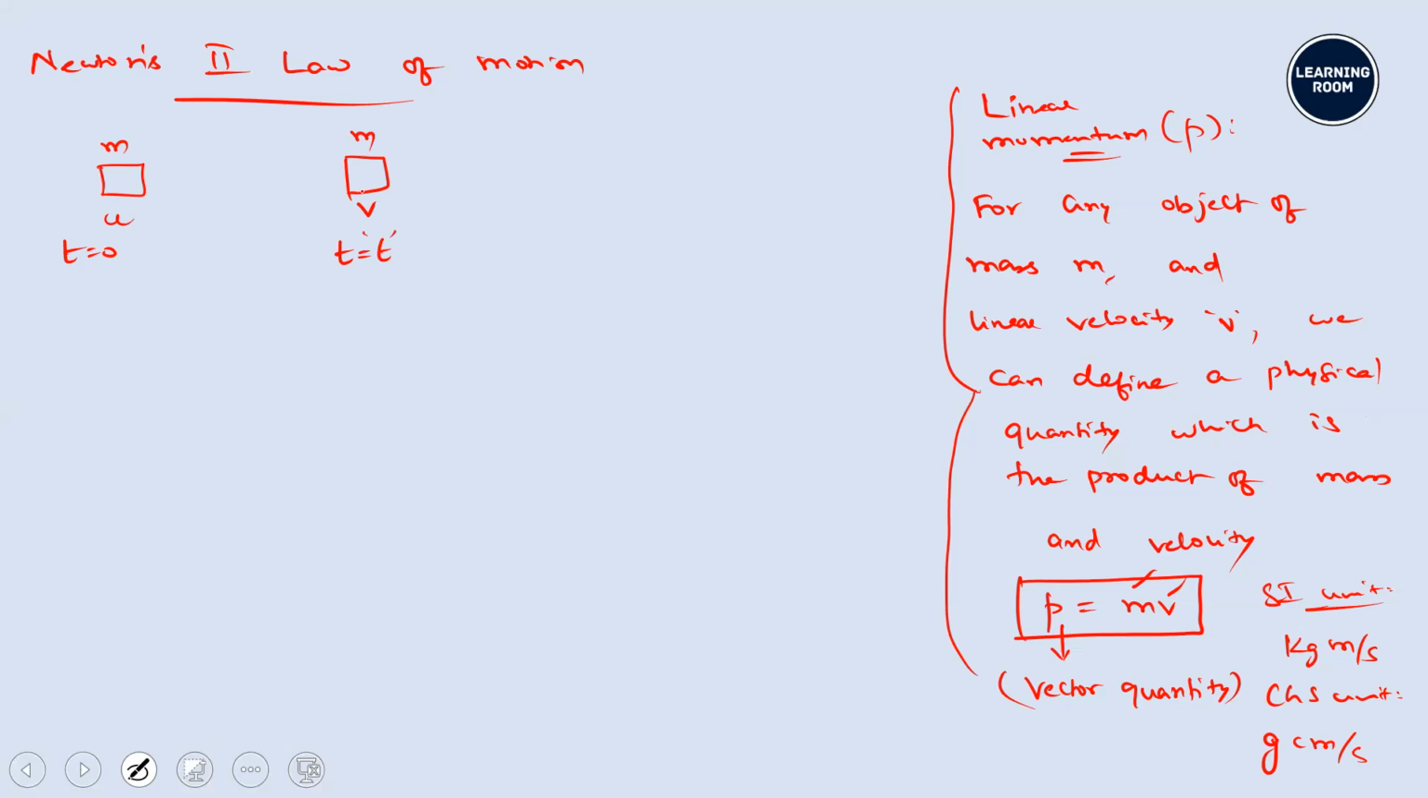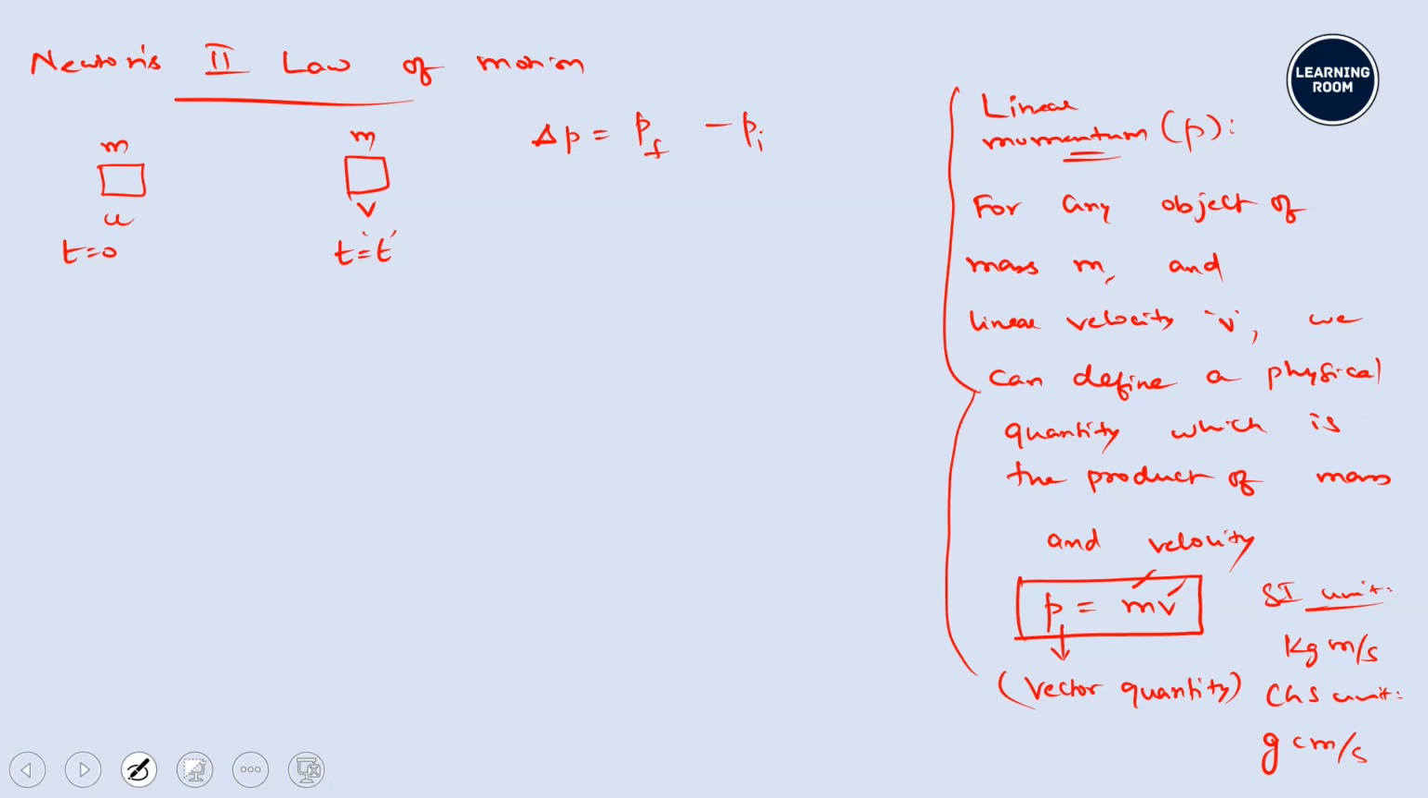Because there will not be much change. So mass is constant, initial velocity changes to the final velocity. Now, if I am able to define something like this, change in momentum. If I put delta p, how you read it, delta refers to change, p refers to momentum. So change in momentum is the final momentum minus the initial. Change is always final minus initial.